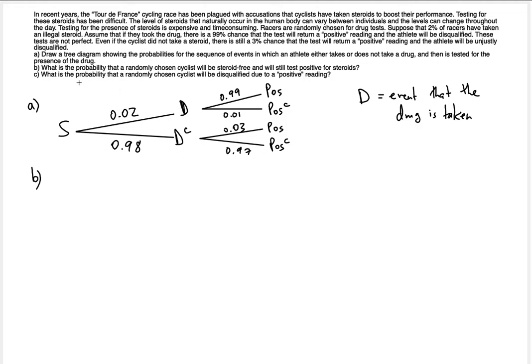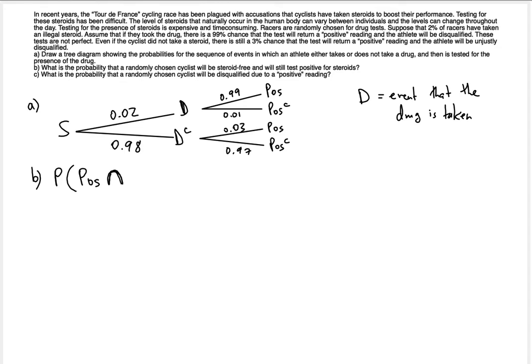We can move to part B. What is the probability that a randomly chosen cyclist will be steroid-free and will still test positive for steroids? So it's two events happening at the same time. So the probability basically of testing positive and also not taking the illegal steroid, because steroid-free means you didn't take it. So basically what the question asks you is to find the probability of scoring positive together.